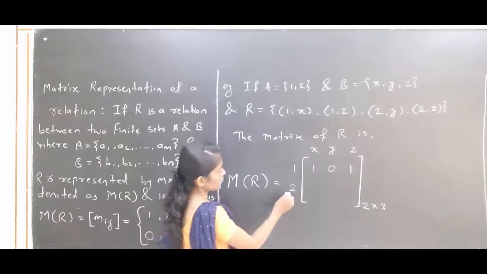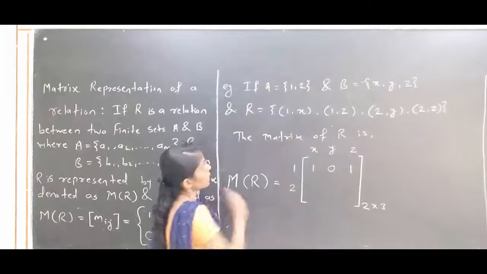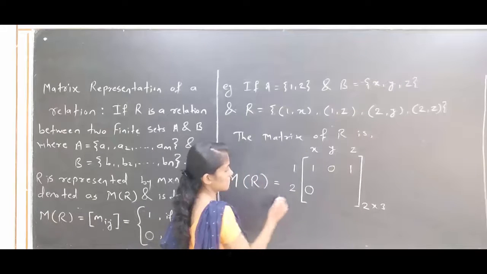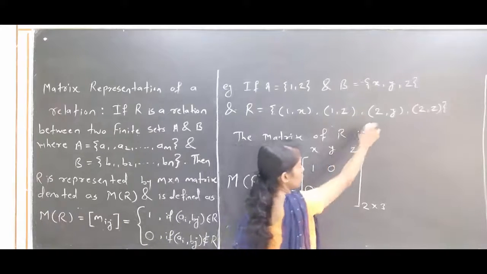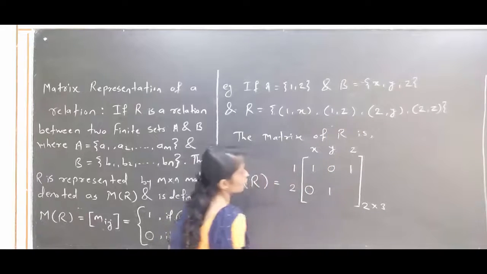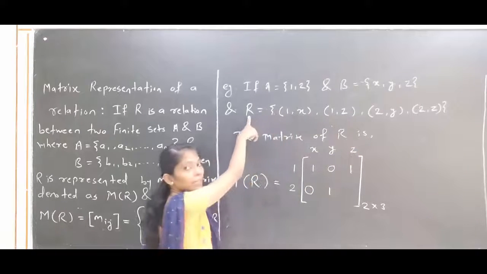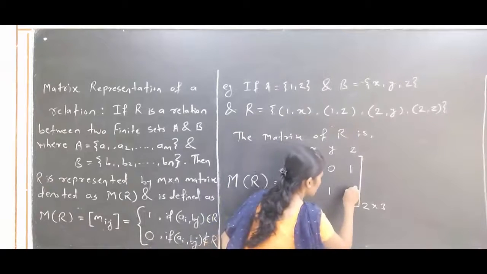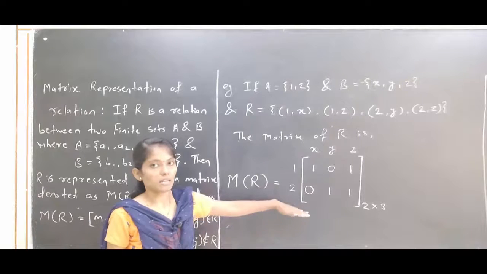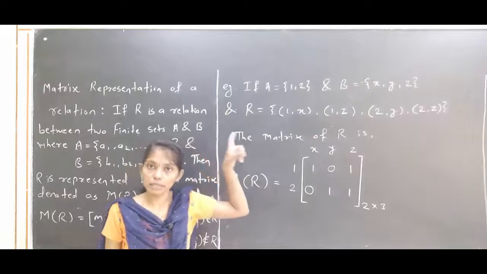Okay, now second, 2 related to X. So ordered pair 2x does not belong to relation R, so we mark this entry 0. Then 2 related to Y. 2 related to Y is present in R, so mark this 1. Then 2 related to Z belongs to relation R, so mark this entry 1. Okay, so this is the matrix representation of relation R. All of you get it?